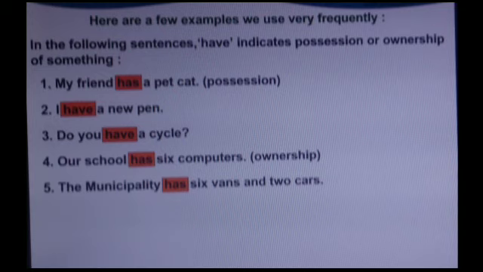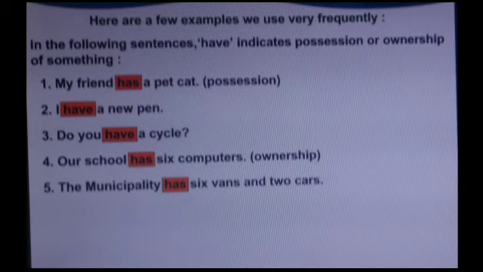Here are a few examples we use very frequently. In the following sentences, have indicates possession or ownership of something. The first sentence: my friend has a pet cat. That means he possesses a pet cat. Here, the subject my friend is singular, so we have used has.